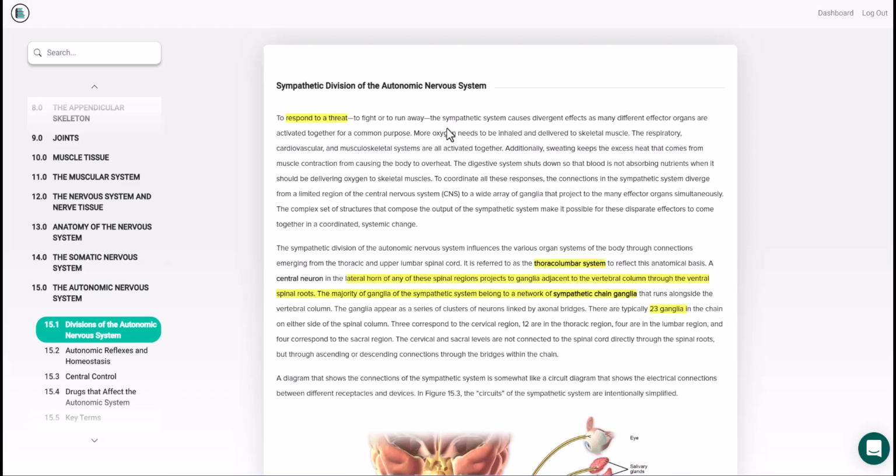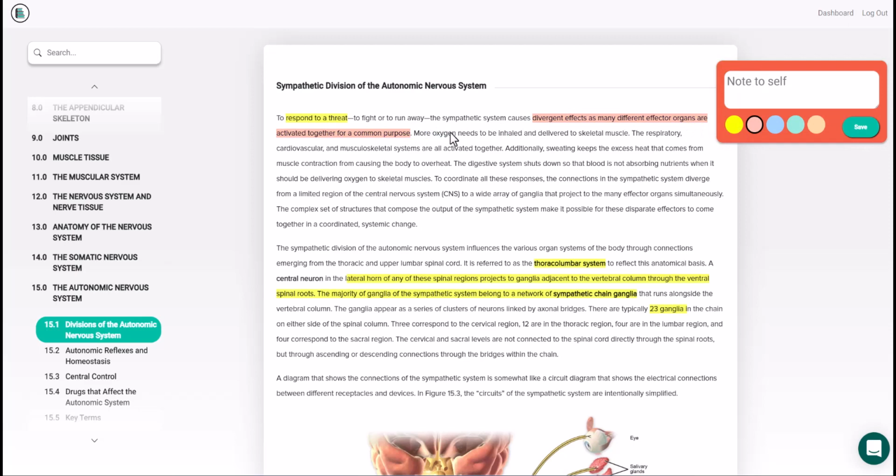One of the things that we talk about when it refers to the sympathetic division is that it causes divergent effects. In other words, there are many different effector organs that are activated for a common purpose. All that means is that we need more oxygen. So you need your lungs to respond. You need more blood pumped through the body. You need the muscles to be activated together. You need all of these things to happen.